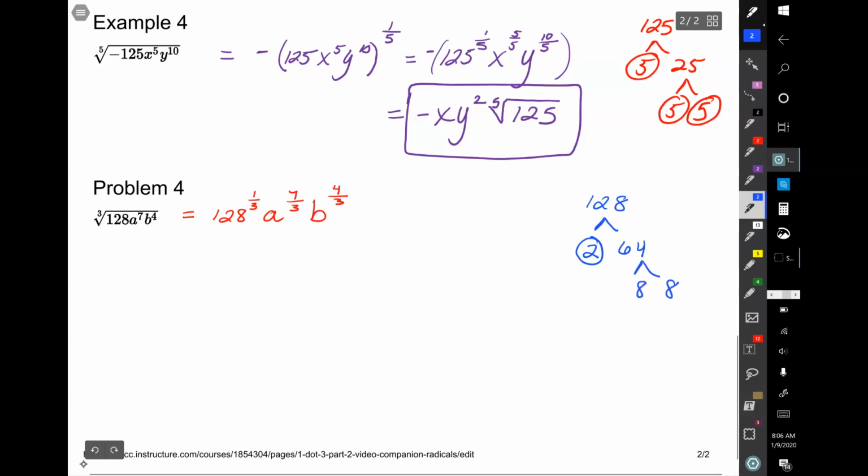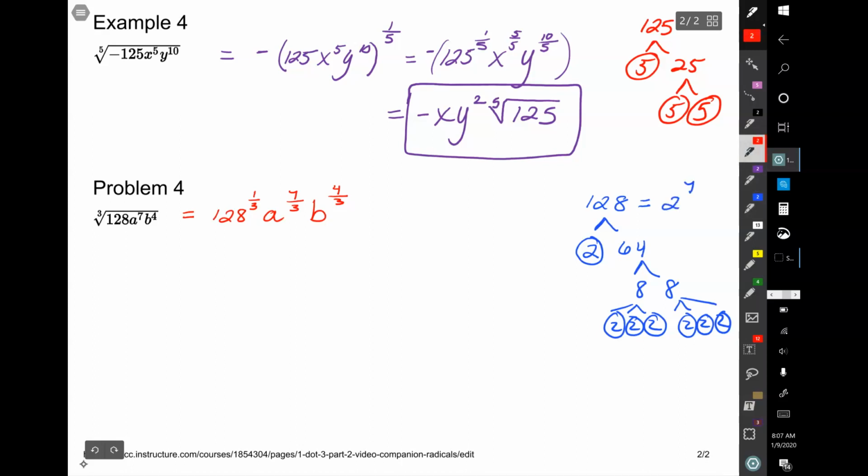And I know from past experience that 8 is a perfect cube, but I'm going to just write it as powers so you can see. So 8 is actually going to break down to 2 times 2 times 2. So I end up with the prime factorization. I have 7 factors of 2. So 128 can be written as 2 to the 7th. So I'm going to do that over on my problem.